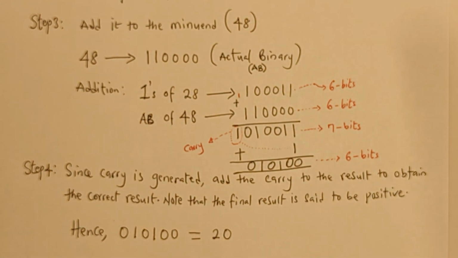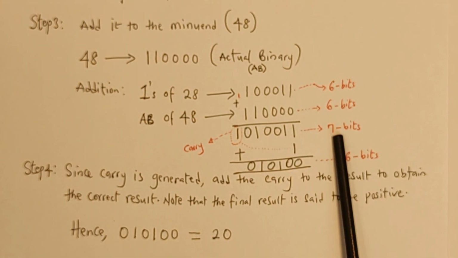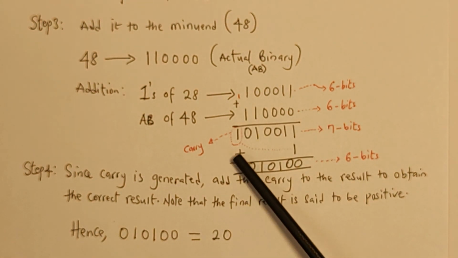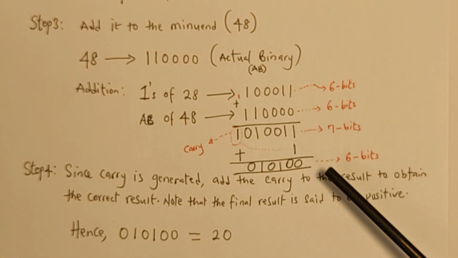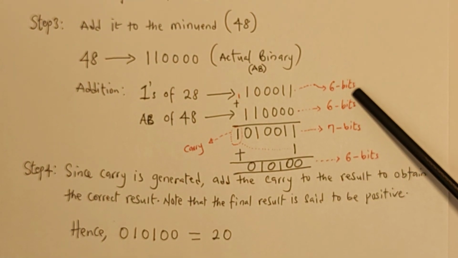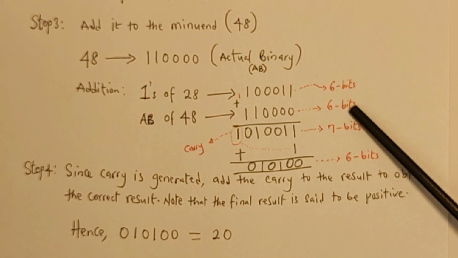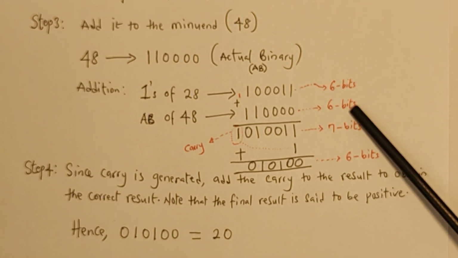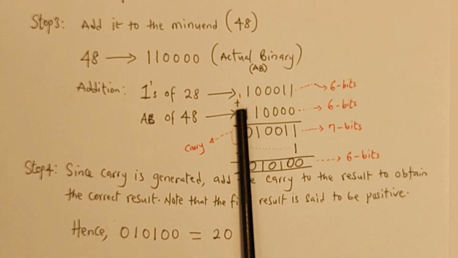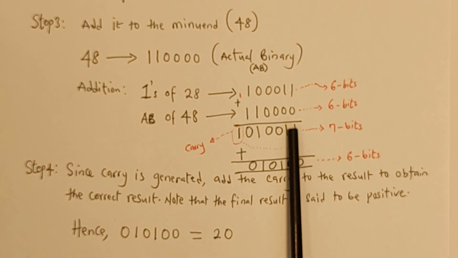Now let's carry out this operation. If you notice, each time carry is generated, the number of bits increases by 1. So we have 7 bits, and we need to perform this operation in order to reduce the number of bits to 6, so that it matches the minuend and the subtrahend. This is how you check your result as well.